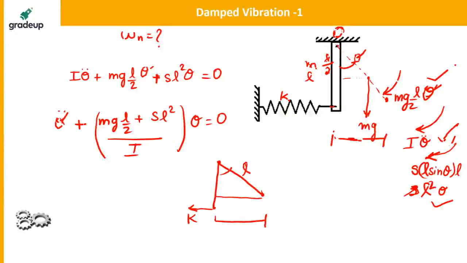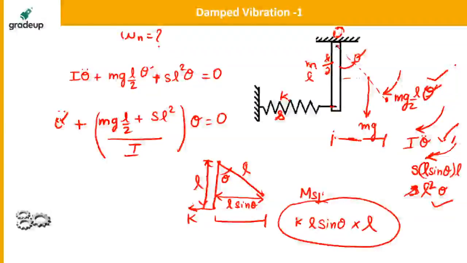So this will be k or s, anything you can use. Sometimes I'm using s, sometimes I'm using k, it's exactly the same. So this distance is L theta. So k into L sine theta into, because this is moment, so this is force. What is the distance between these two? This is L, so into L. So from this you are getting a spring force, or moment due to spring force. Moment due to spring. Is that clear?